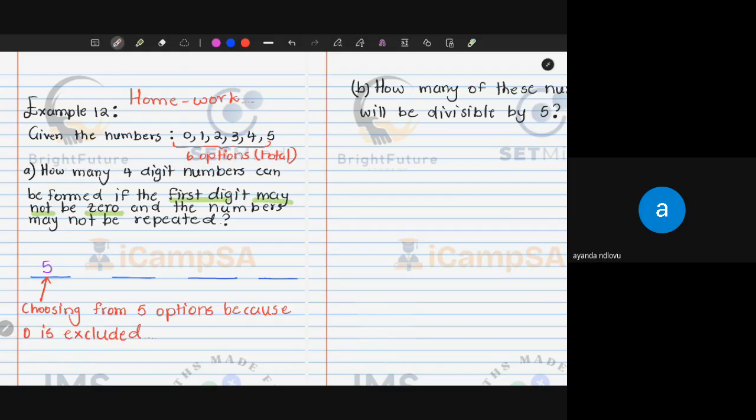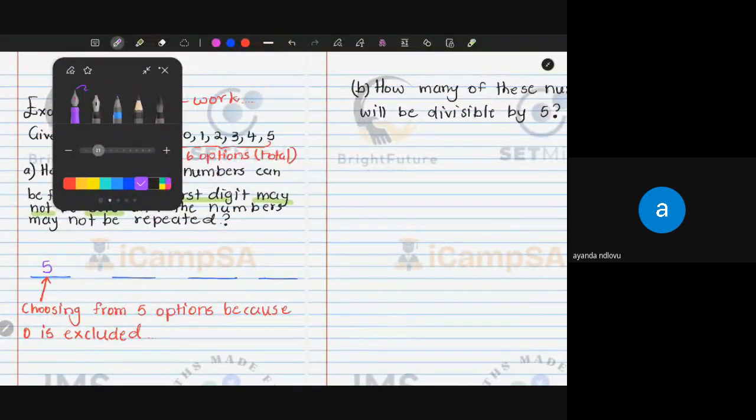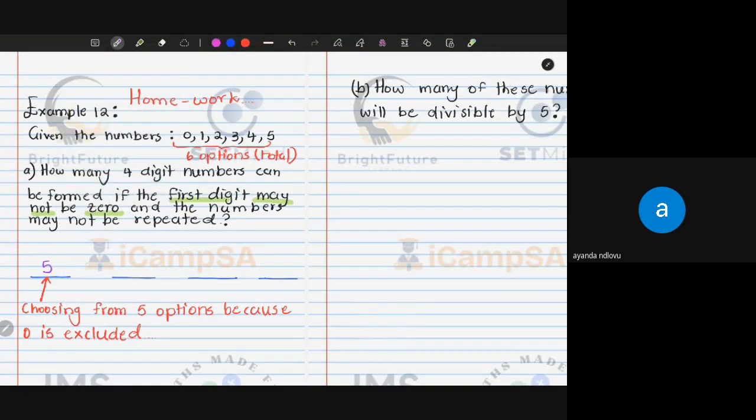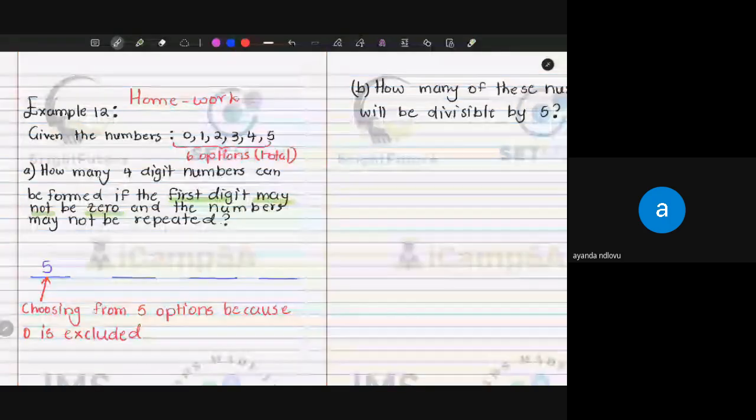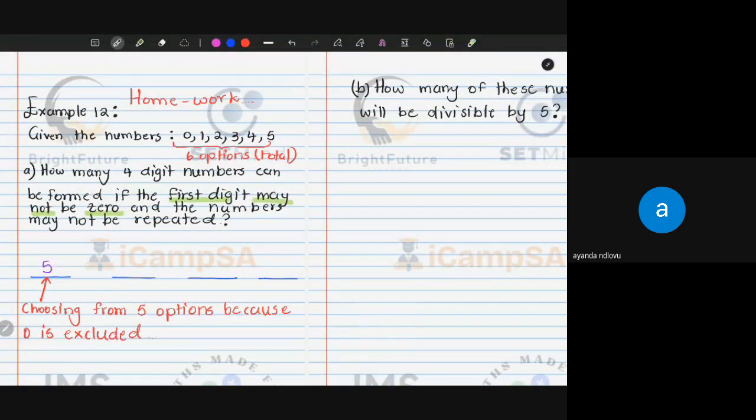Now that we have the first digit, which we choose from the 5 options, they said to us the digits may not be repeated. So for the second number, from how many options am I going to be choosing what that number is going to be, guys? 5. 5.